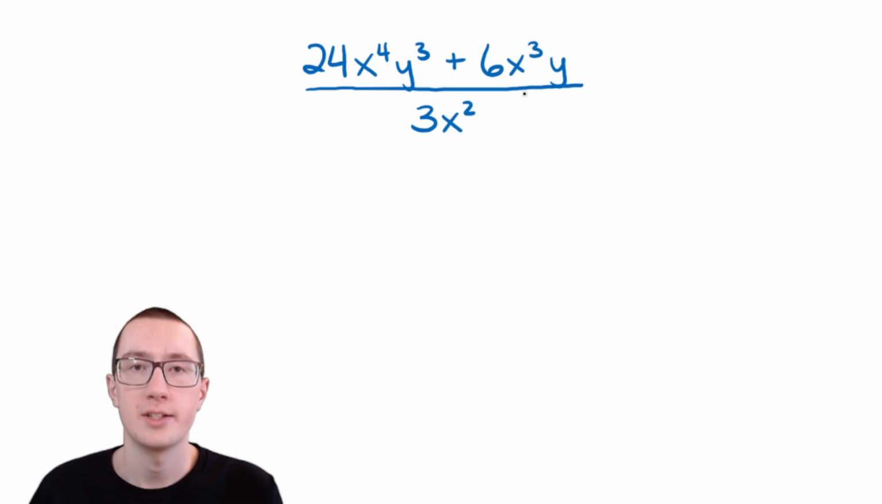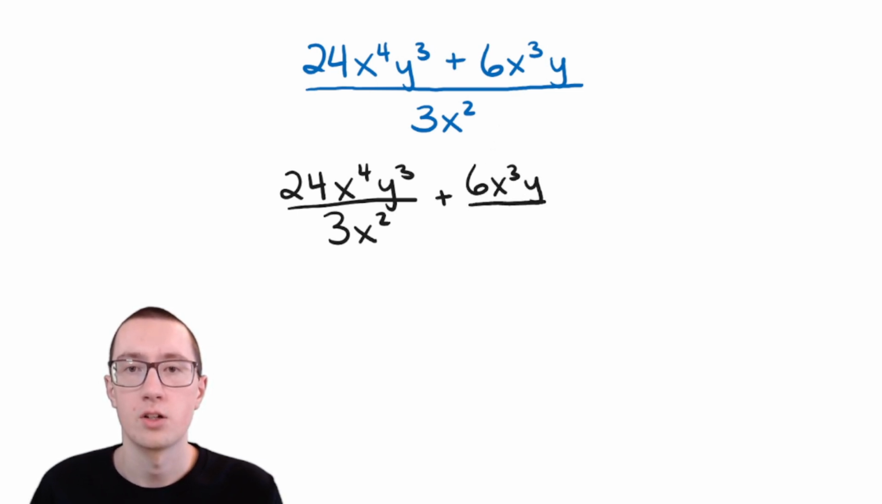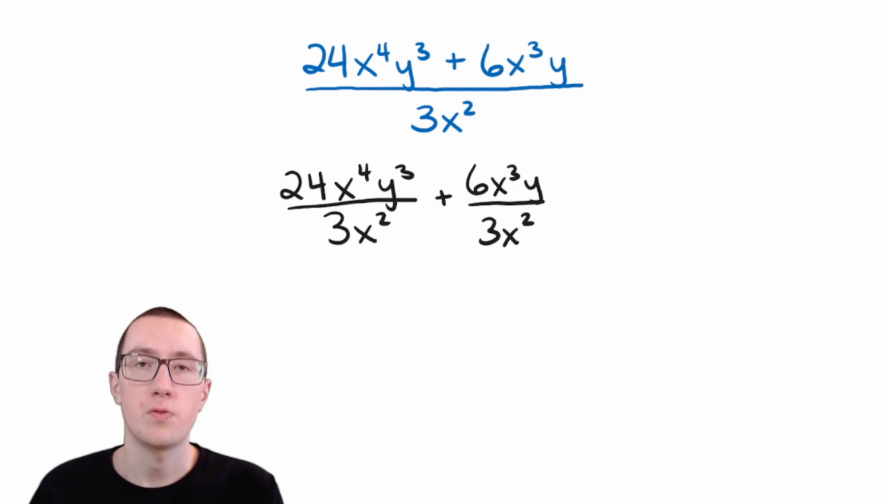So if you want to visualize it this way, we can go ahead and split this up into two different fractions. So we're going to have in our first fraction 24x^4y^3 over 3x^2. And then because we have a plus sign here, it's going to be plus. If it was a minus sign, it would be minus 6x^3y over 3x^2. And now for each fraction, what we can do with a fraction is cross out the same thing if it's on the top and the bottom.